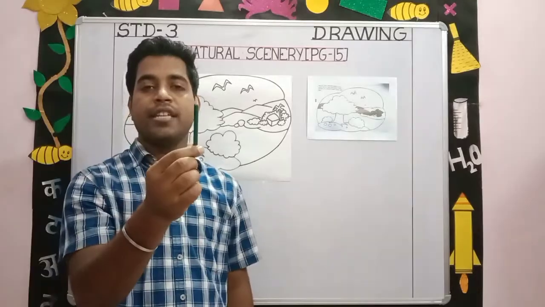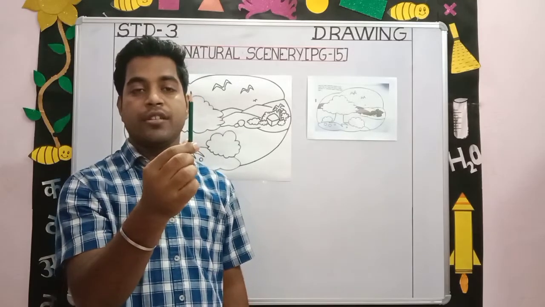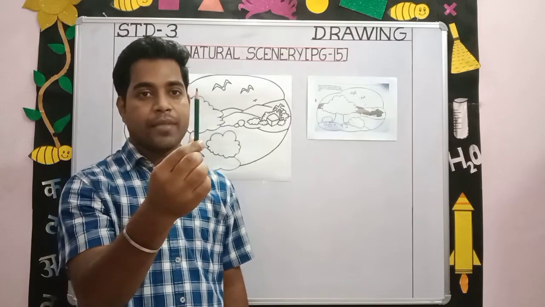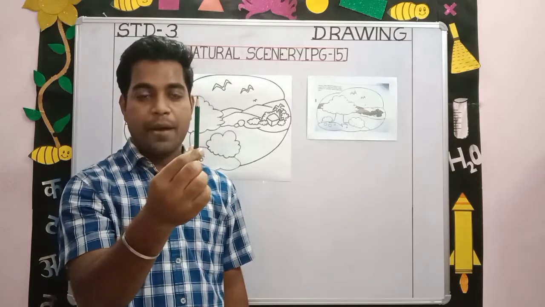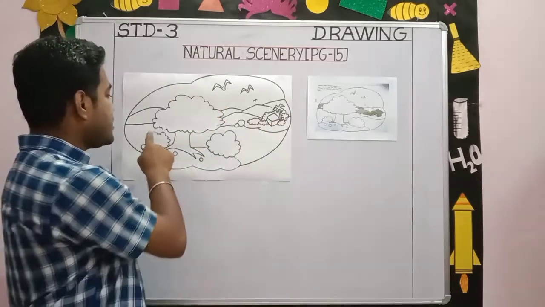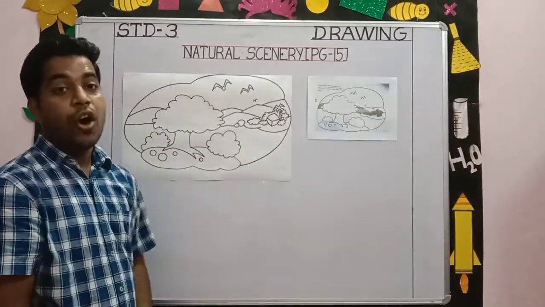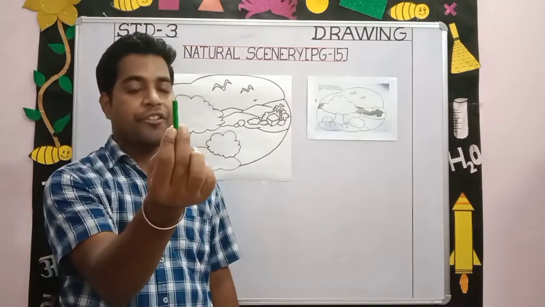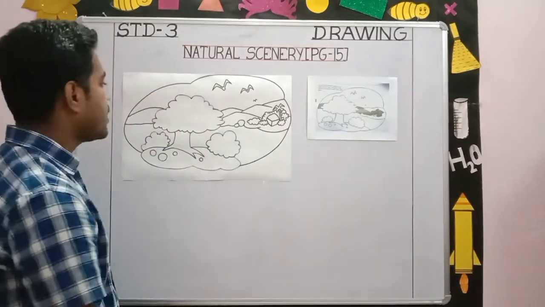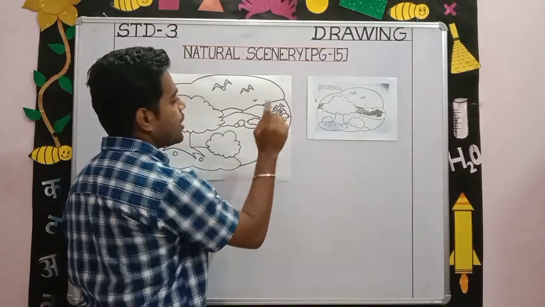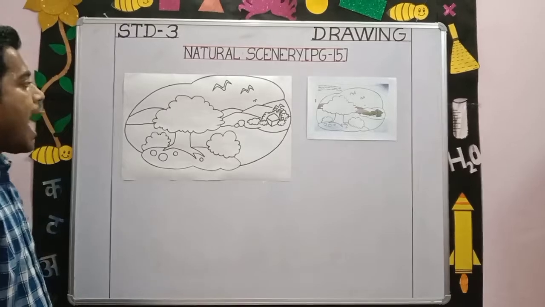Now, the first color that I'm going to use in this drawing is the green color. This is the dark green color which I'm going to use to color these as well as these bushes. On the other side, I'm going to use a lighter shade of green color in order to color these remaining bushes over here.